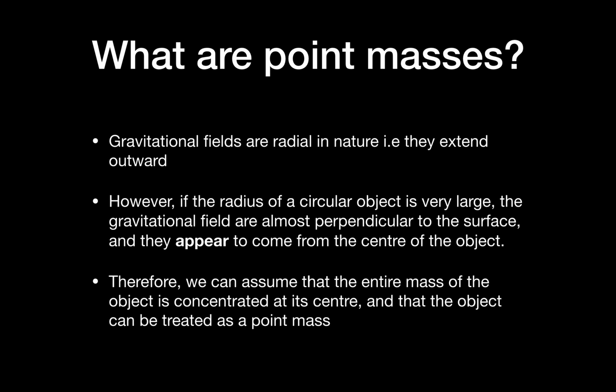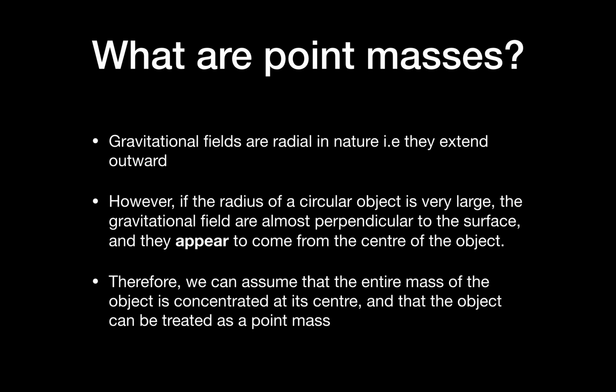So we saw the term point masses, that the force is directly proportional to the product of the point masses. So what do we mean by point masses? Gravitational fields are radial in nature. That means if you take the Earth, for example, the gravitational field lines extend outward from the surface of Earth due to its intrinsic mass. Something as big as the Earth has a very large radius and is almost completely circular. It only bulges at the equator. So we assume that the Earth is a circular body.